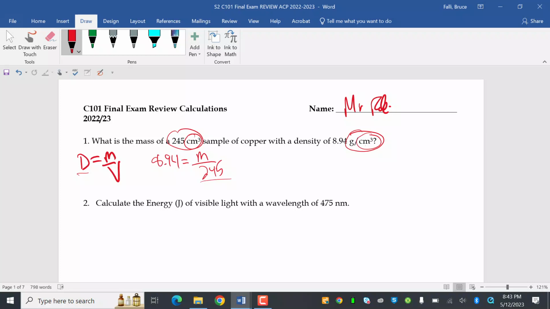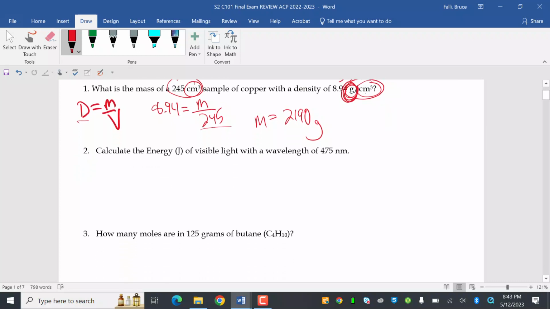Let's start the calculator. 8.94 times 245 is 2190.3. So M equals 2190 grams. And I know it's grams because this is grams. I just want to point out this has 3 sig figs. This has 3 sig figs. My answer will have 3.